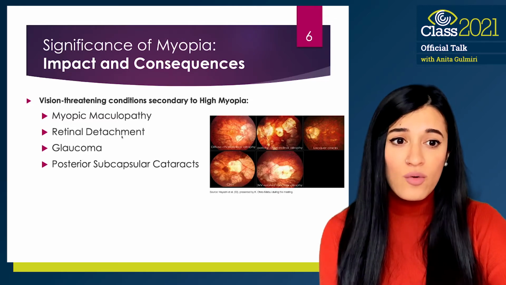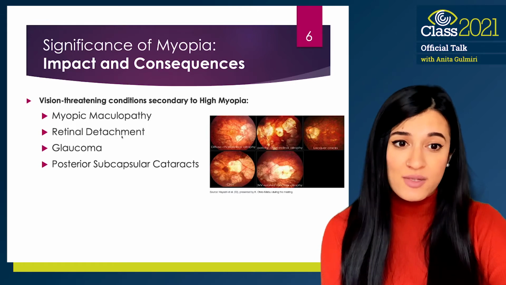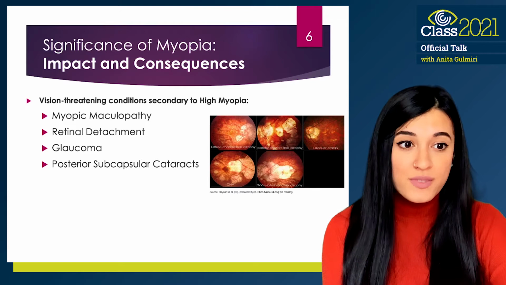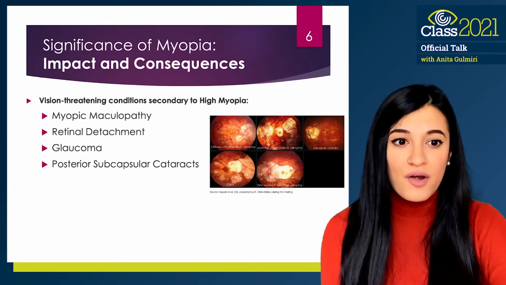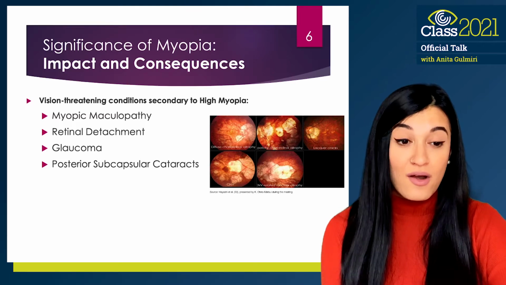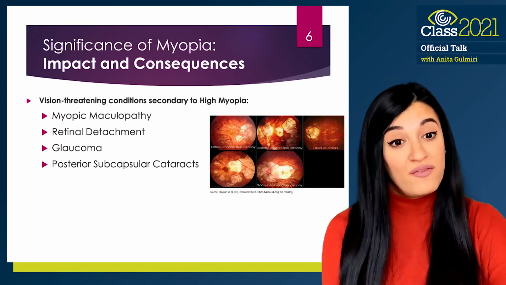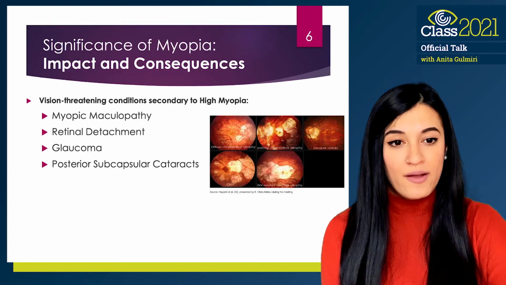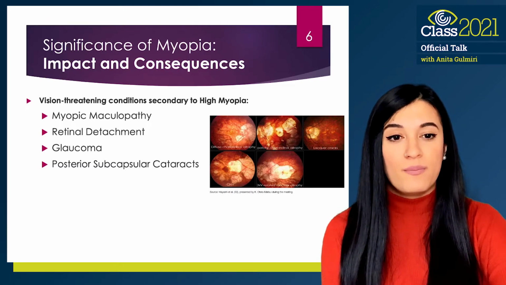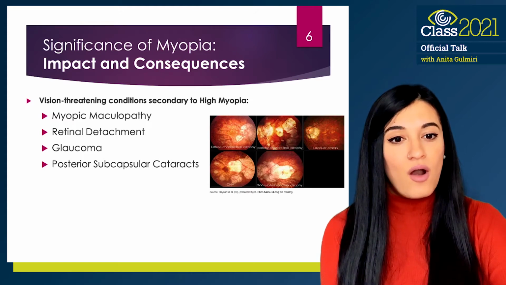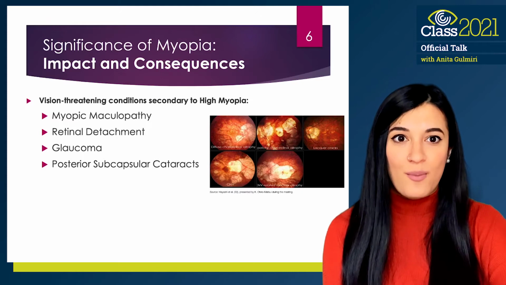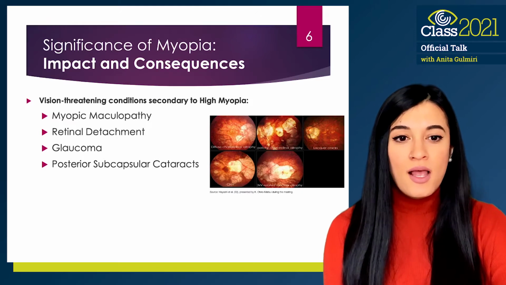And then we all know that retinal detachments are highly associated with myopia. The risk is, of course, higher with higher myopes, but it's also high even with moderate to low myopia. It's 9 times higher with moderate myopia and 3 times higher with low myopia of about 1.5 diopters when compared to emmetropia. And then high myopia is also a risk factor for glaucoma and PSC cataracts, although arguably, these tend to be less devastating than myopic maculopathy and retinal detachments.